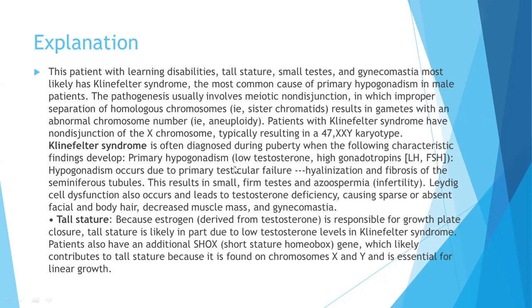So there will be primary hypogonadism, which means low testosterone and high gonadotropins. Primary hypogonadism means that the defect is in the primary organ, the gonads. The defect is in the testes, so there will be small testes. That's why there is low testosterone, and due to the lack of negative feedback, there are high gonadotropins. Hypogonadism occurs due to primary testicular failure, hyalinization and fibrosis of the seminiferous tubules. That's why we have small and hard testes. This results in small firm testes and aspermia, which lead to infertility.